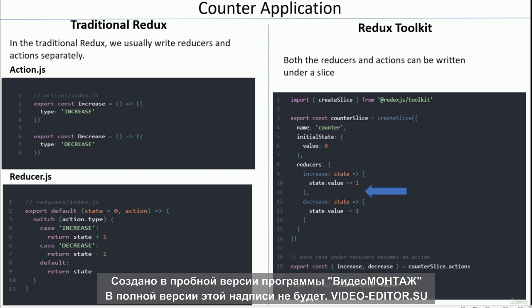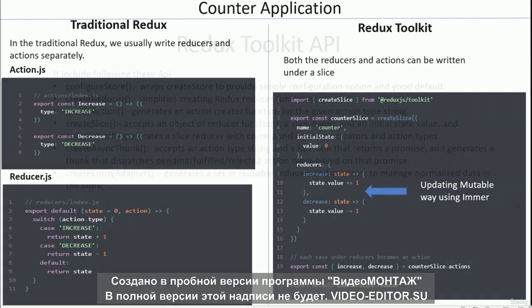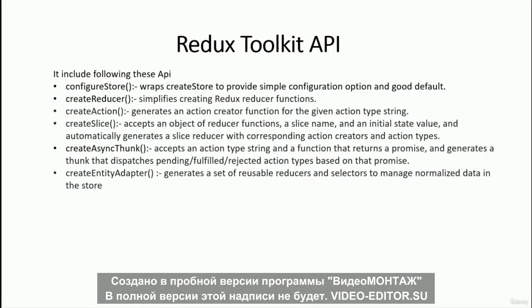Another thing you might have noticed here is that we are now directly mutating the state value in the reducer function instead of returning a new value to update the state. This actually happens because Redux Toolkit uses the Immer library, which allows writing mutating logic in reducers. So this is all about Redux Toolkit. Now let's talk about the Redux Toolkit API. It includes the following APIs in the Redux Toolkit package.